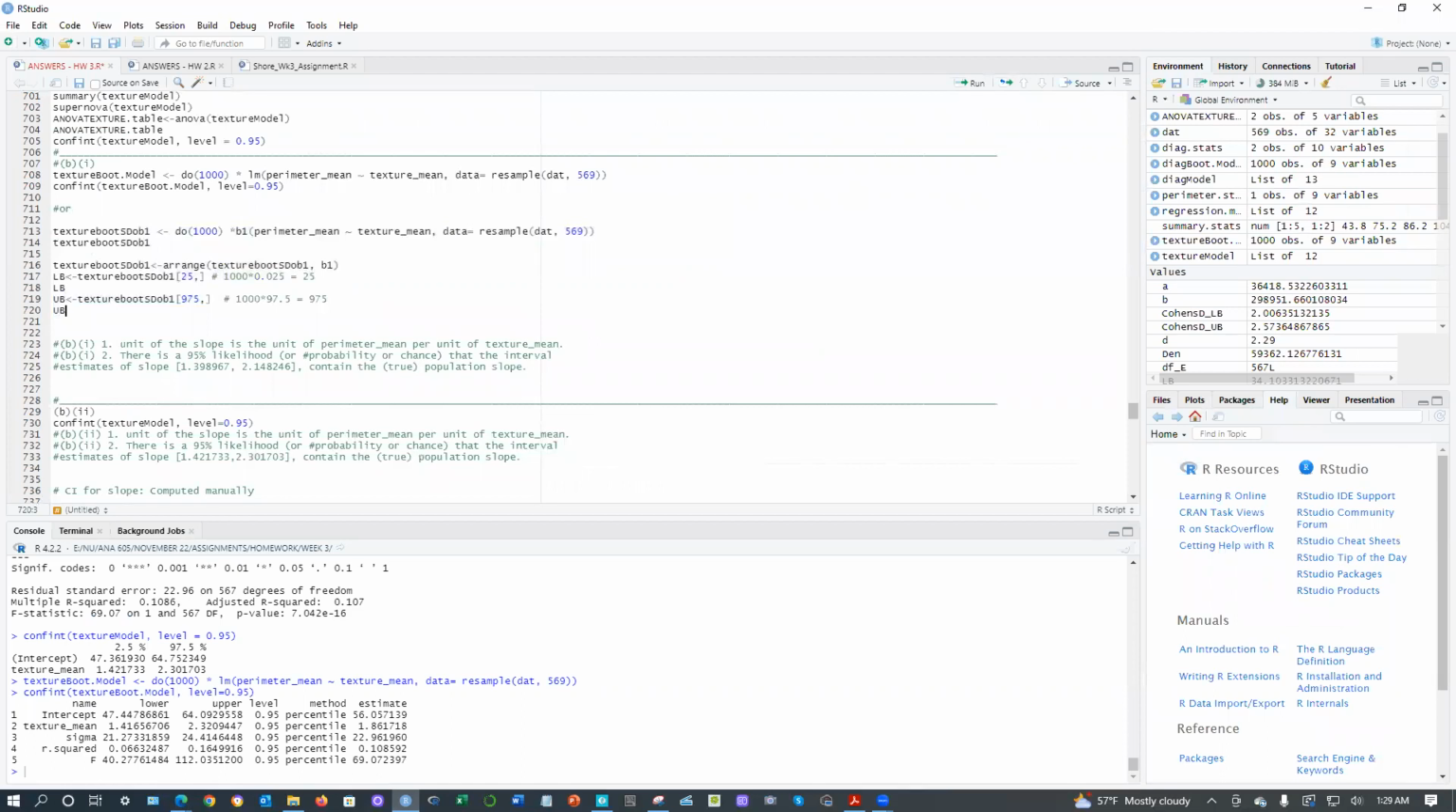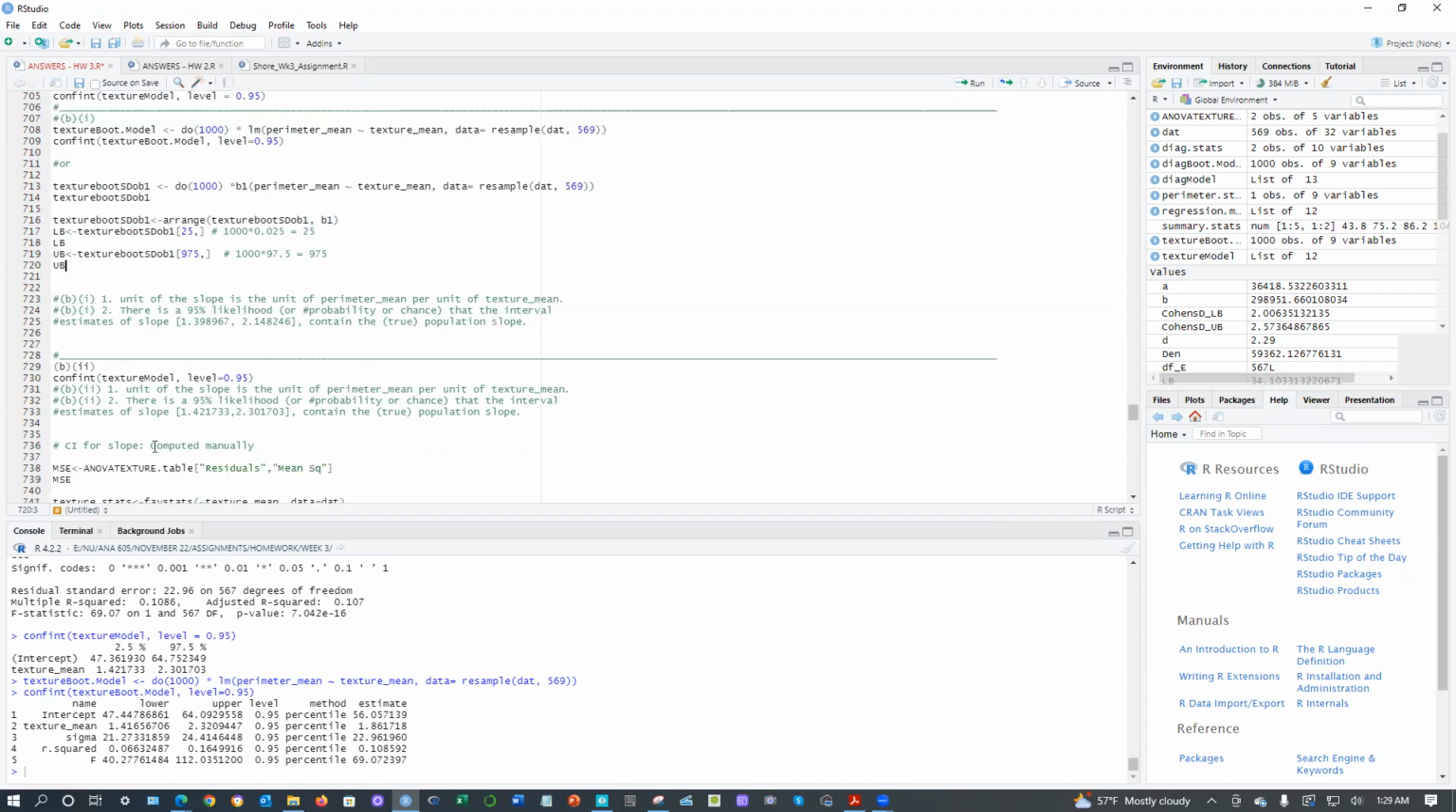And then B1. What are the units of the confidence interval? The unit of the slope is the unit of the perimeter mean per unit of the texture mean. How would you interpret the confidence interval? There's a 95 percent probability that the interval estimate of the slope contains the true population slope.